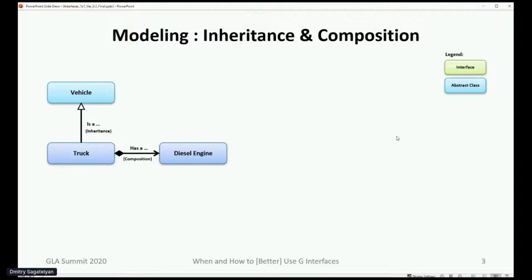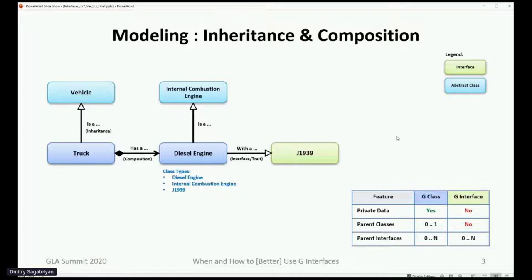LabVIEW 2020 introduced a new interface construct. In a nutshell, G interfaces are regular G classes without private data. A child class may have a single parent class, but multiple parent interfaces. When modeling with interfaces, I like to use a "with" metaphor. A diesel engine class is an internal combustion engine with a J1939 interface.